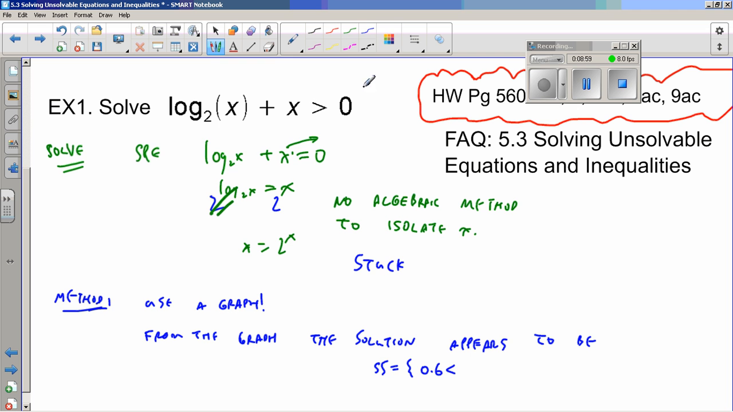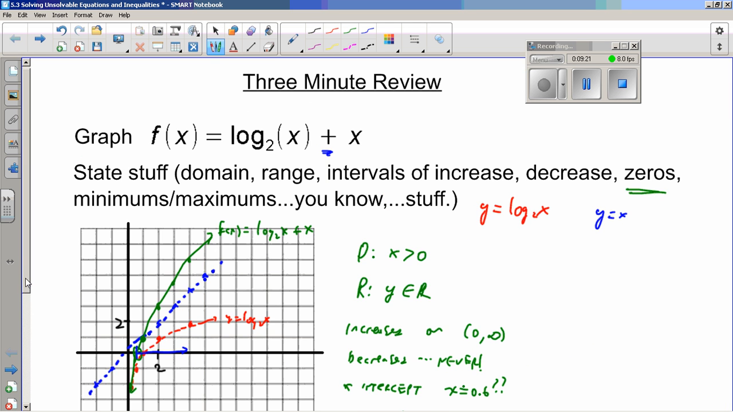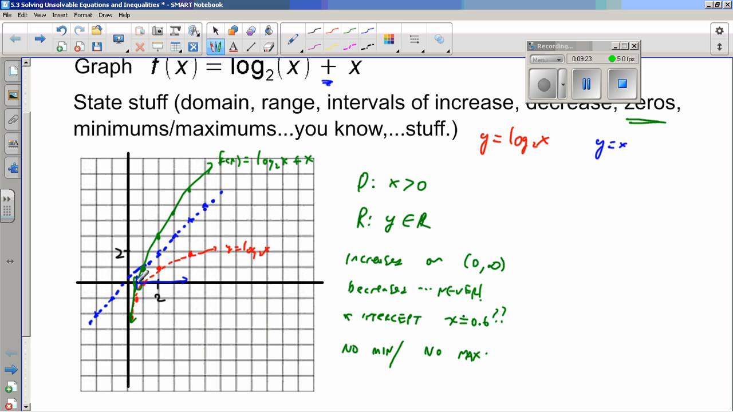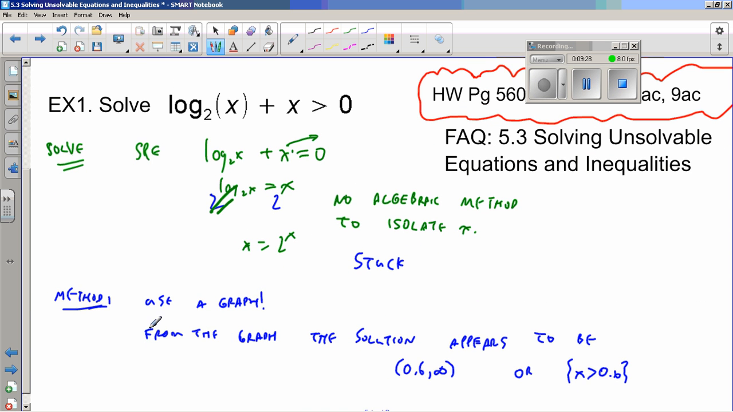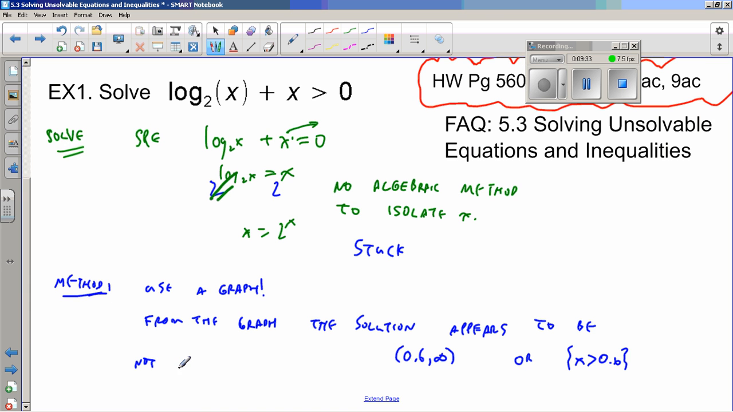0.6, well, hang on, I'm mixing my notation. I could say it's 0.6 to infinity, or in set notation x is greater than 0.6, right? Now, how confident in this solution am I? Well, not very confident, because I just kind of guessed at the graph. So even though this method 1 is a solution, it isn't very accurate.